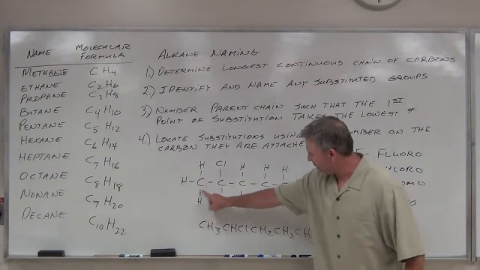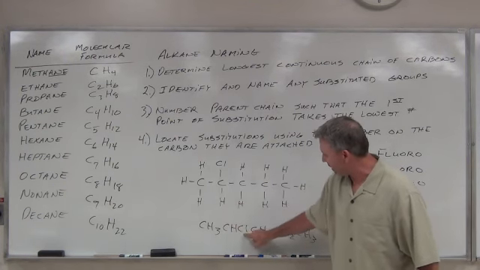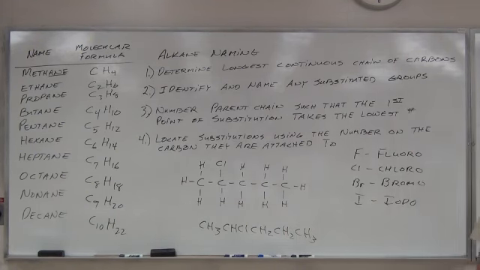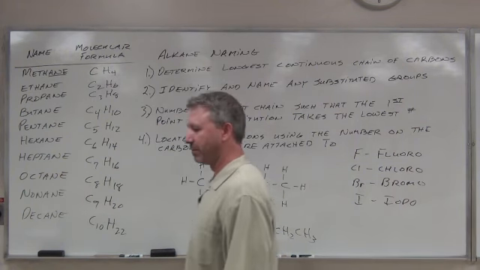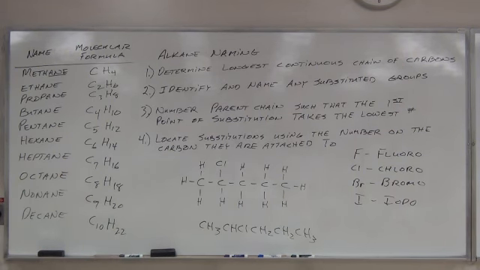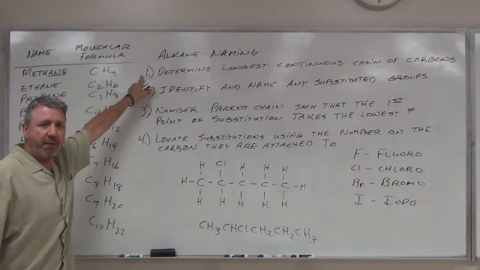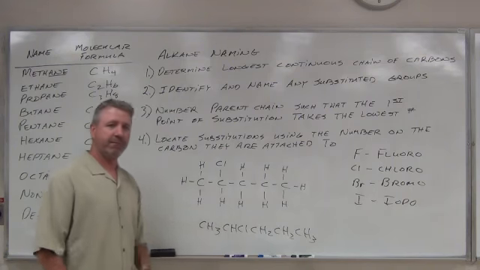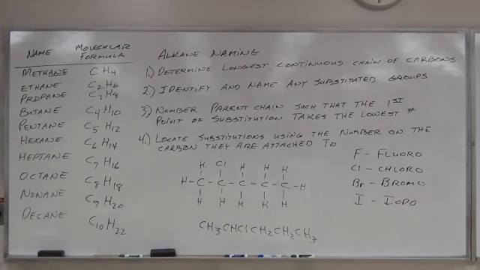See how we have the CH3 here, then we have the CH and Cl, CH2, CH2, CH3. First thing we have to do is determine the longest continuous chain of carbons. For this, we can see it. It's a straight chain, right? 1, 2, 3, 4, 5. 5 carbons.